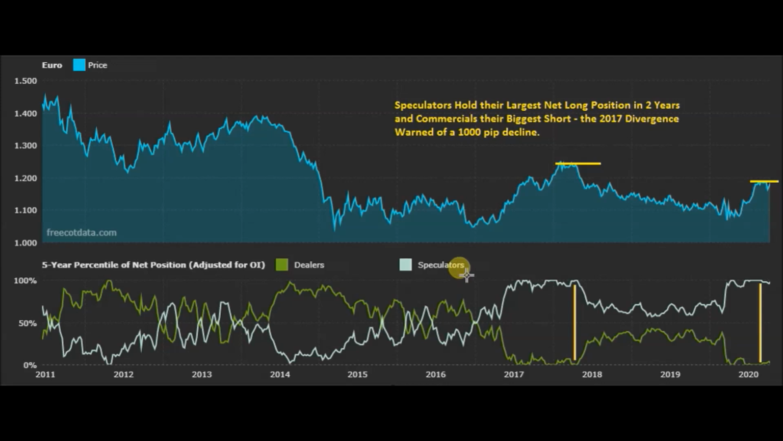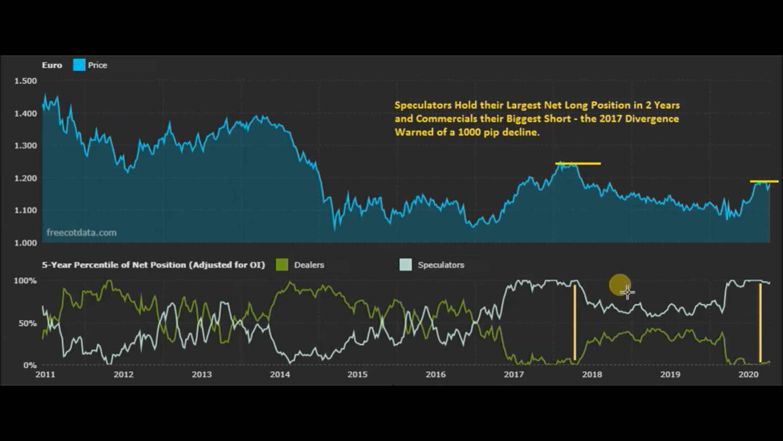Now, the way we use this report is really to look for big divergences between the two groups. I'm not interested in every twist and turn on the chart, but what you can see is I've highlighted two divergences. One back in 2017, where specs built up a really big long position. The euro topped out and then fell by 1,000 pips, okay? The divergence now is very similar to the one we've got here, and we're looking for the euro to move down, okay? So it's not a timing tool, but it can warn you of a big trend shaping up, and I think there's a big downtrend shaping up in the euro.